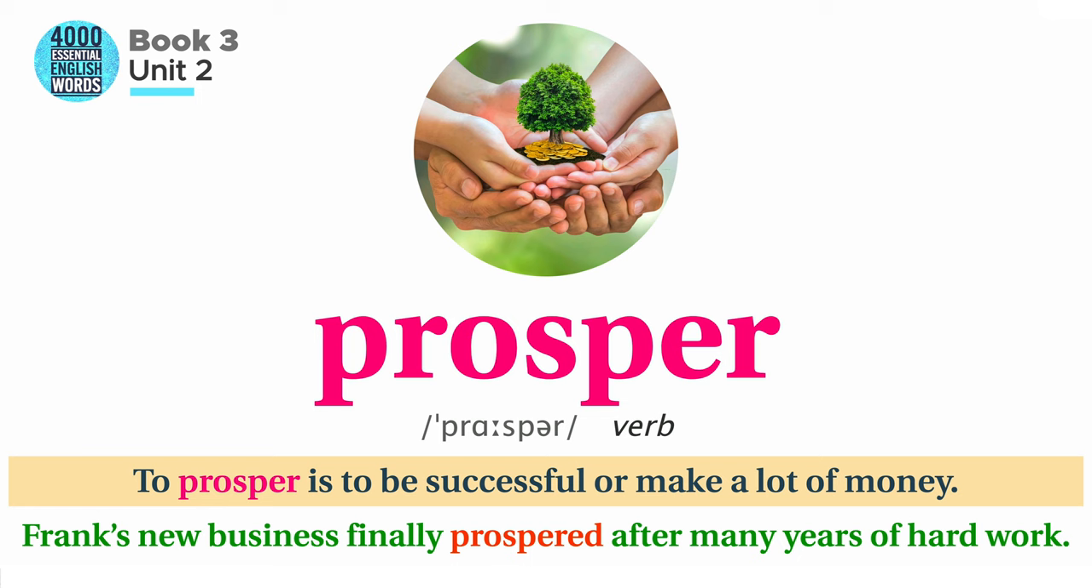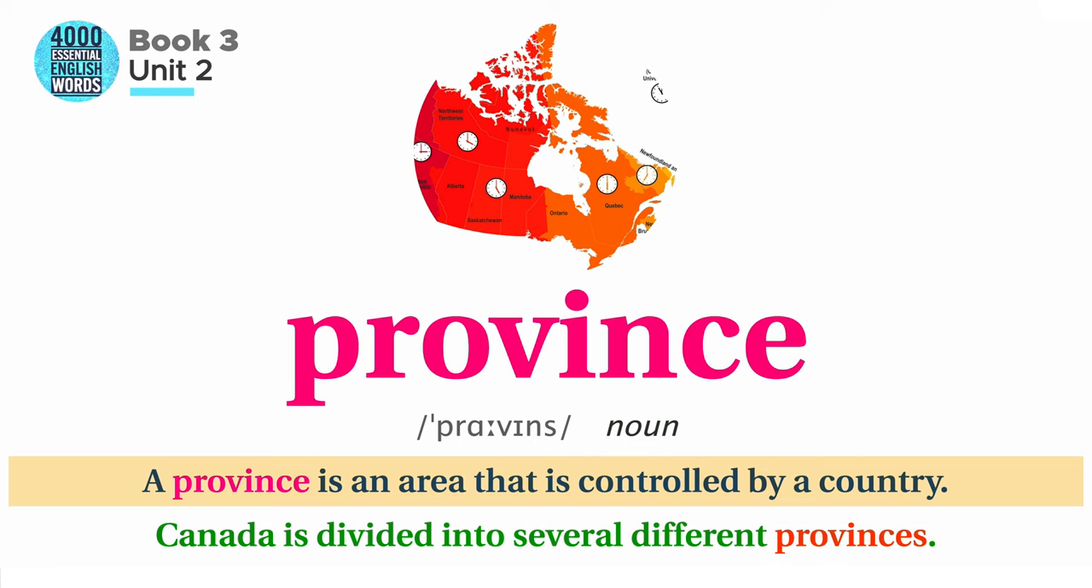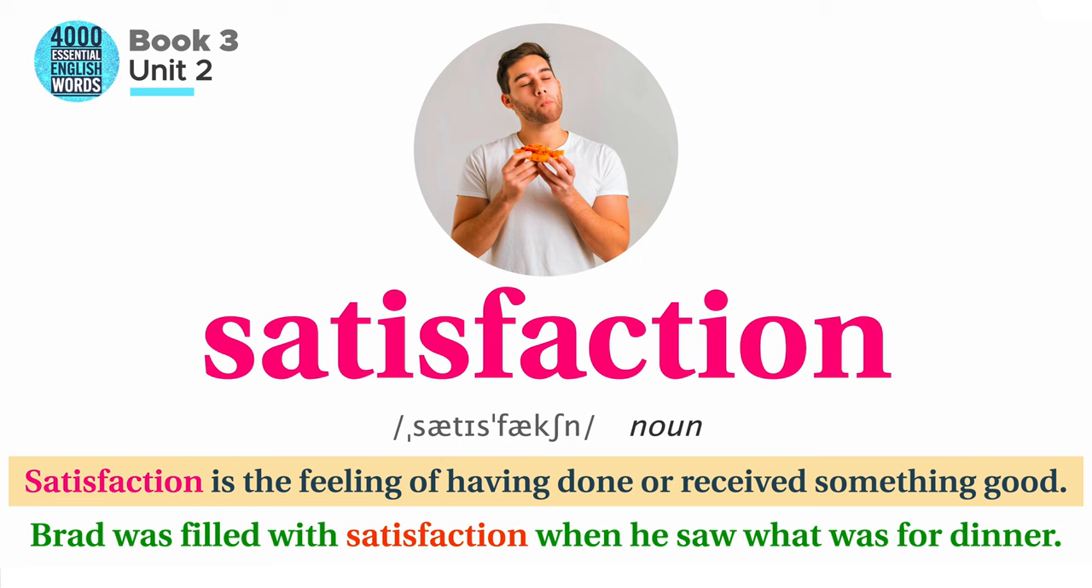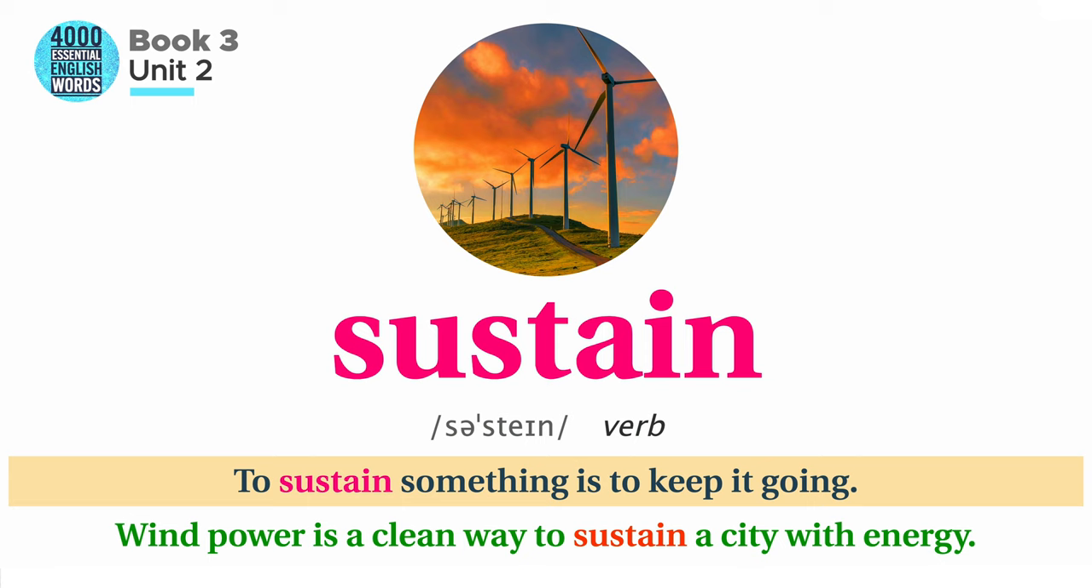Province. A province is an area that is controlled by a country. Canada is divided into several different provinces. Satisfaction. Satisfaction is the feeling of having done or received something good. Brad was filled with satisfaction when he saw what was for dinner. Sustain. To sustain something is to keep it going. Wind power is a clean way to sustain a city with energy.